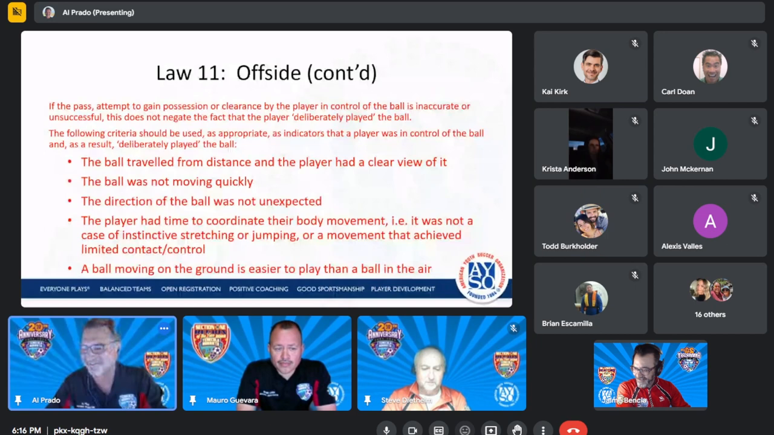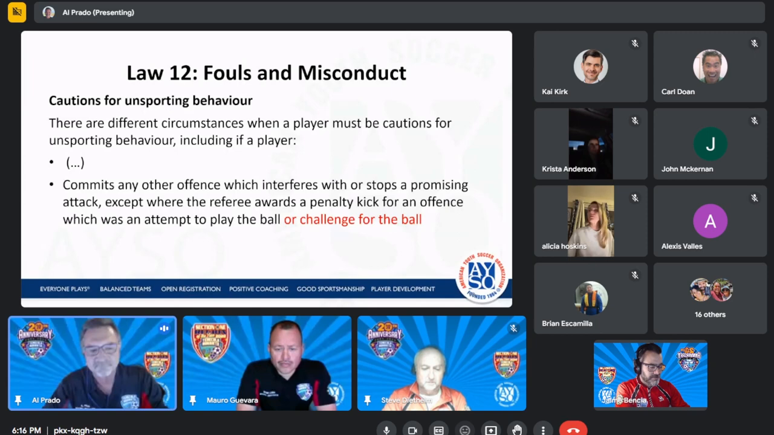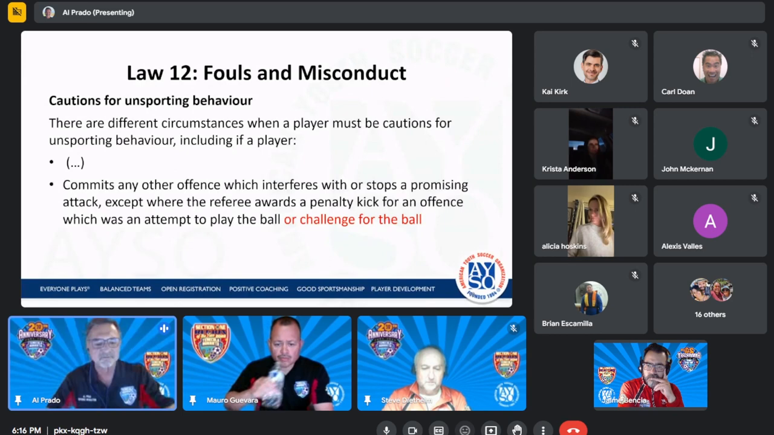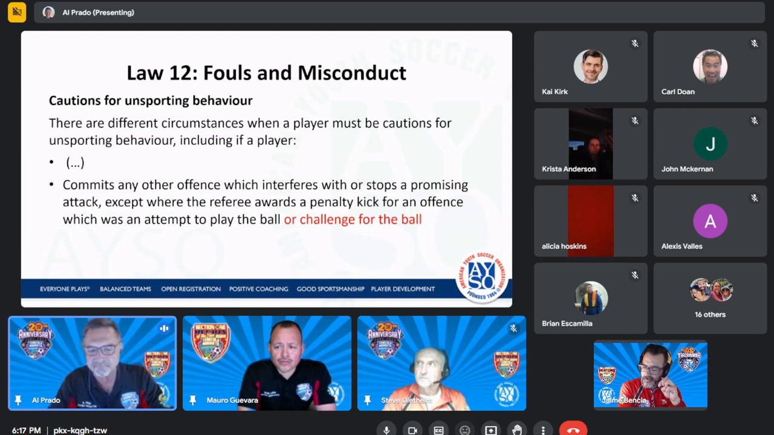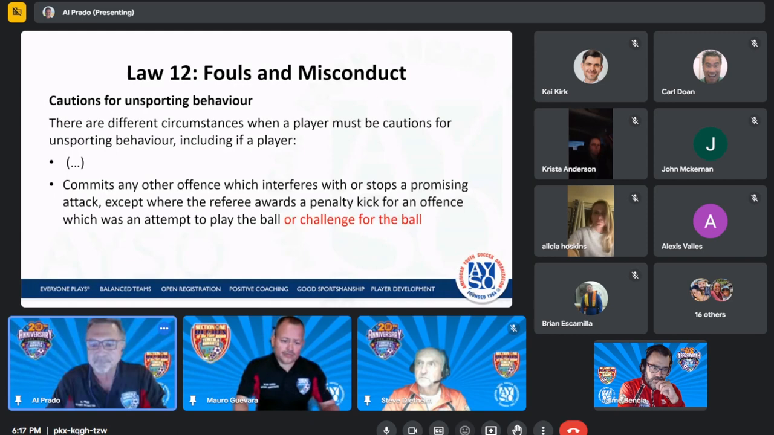Okay, fouls and misconduct. Actually, she changed it to be offensive misconduct. So this one here is for misconduct, and again, probably not prevalent in 10 and 12, but if a player stops a promising attack, that is not a cautionable offense. In the opinion of the referee, it doesn't have to be an obvious goal-scoring opportunity, it's a promising attack. So if the ball gets cleared and it's like three attackers and two defenders, they've got the numbers, anything that would foul that, we called that a tactical foul back in the day, a professional foul, that is not a cautionable offense. So again, probably not in 10s and 12s, more so in 14s.